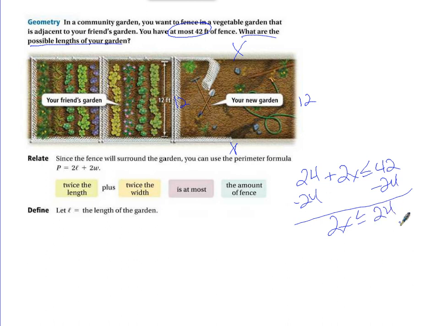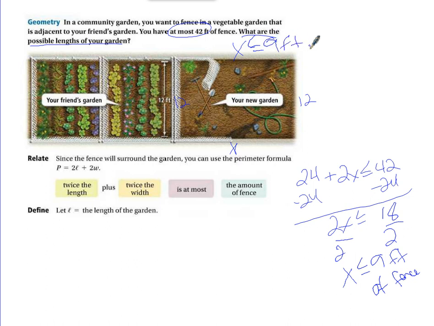No, I'm reading the wrong number. 18. And then we divide both sides by 2, and we get x is less than or equal to 9 feet of fence. So 9 feet for my length, less than or equal to 9 feet here. There you go.